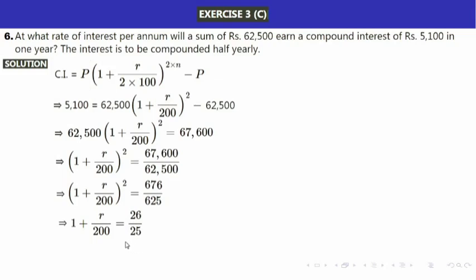Now from here you need to calculate the value of r. So bring 1 over there. After simplification, take 200 over there. Then after simplification, you find that r will be 8%. So that's why your rate of interest is 8%. Pause the video and note down the solution.